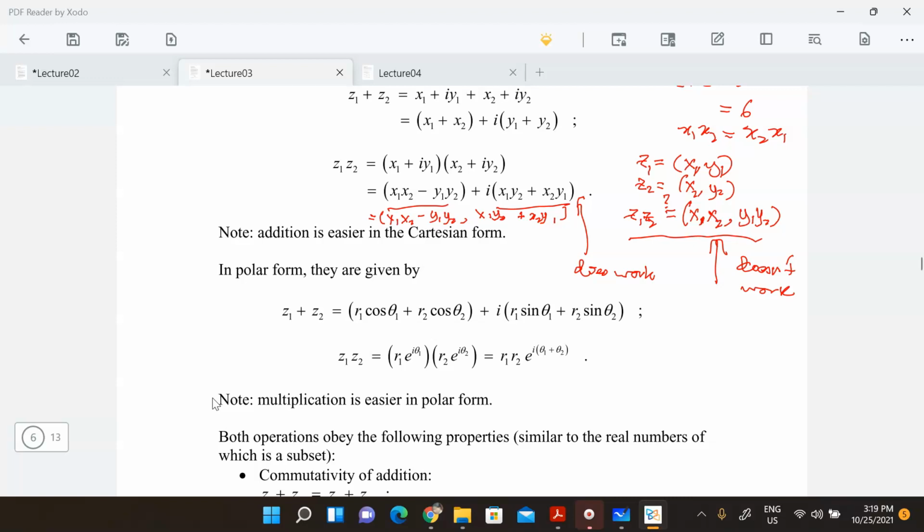Having said that, you can see that using the Cartesian representation, your multiplication is a bit more complicated, unlike the case of addition. The addition looks simple in the context of Cartesian representation, but it looks complicated in the case of multiplication. But look at this. When you convert to polar form, this is your multiplication, and this looks easier compared to this.